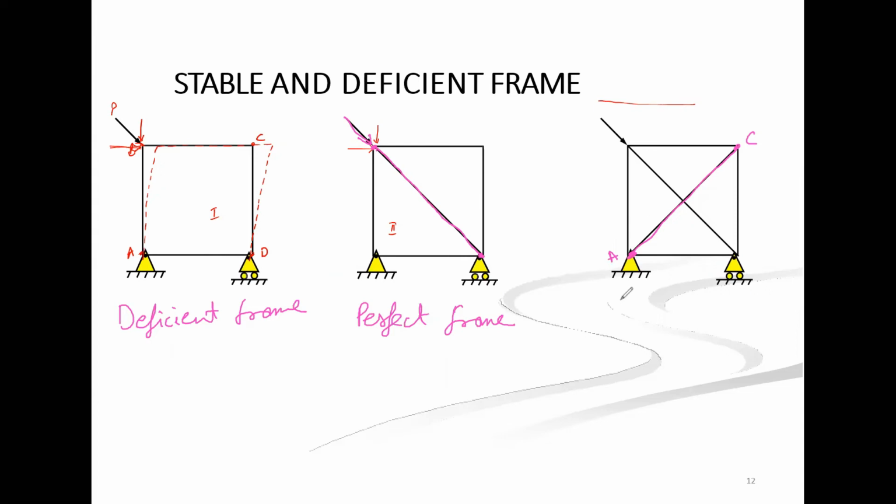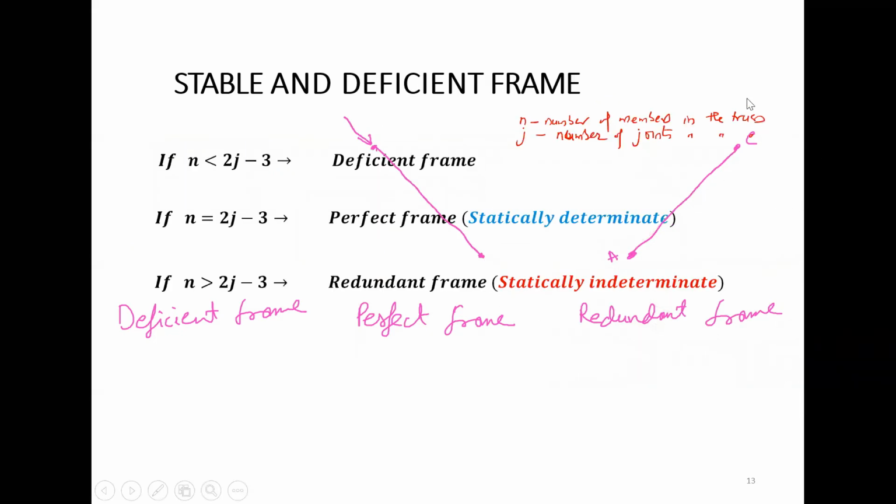So this kind of frame or this kind of arrangement of members is known as redundant frame. Hope these three types of frames are clear to you. Now next let's move to another concept.